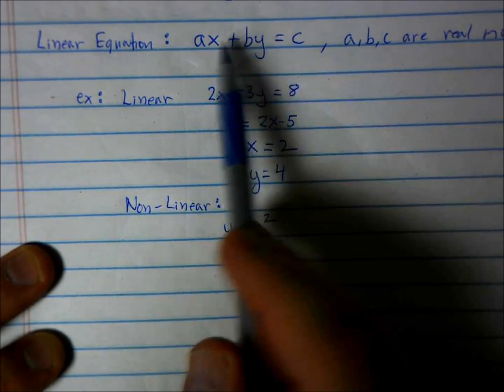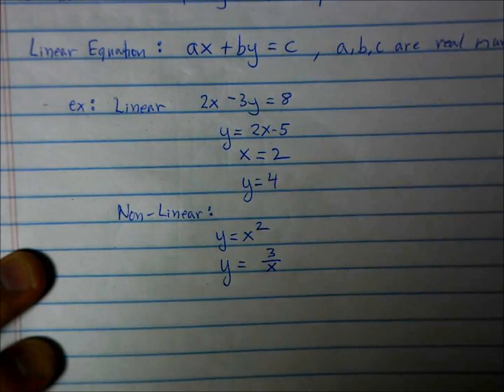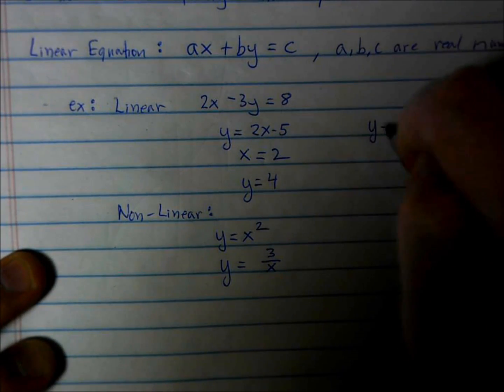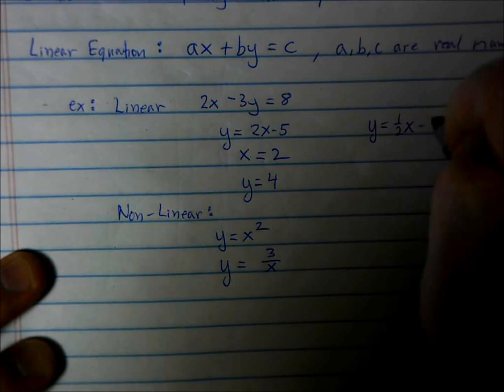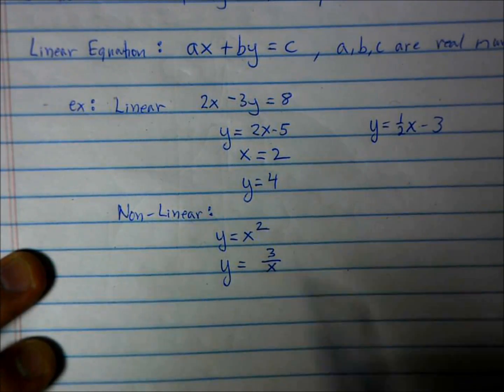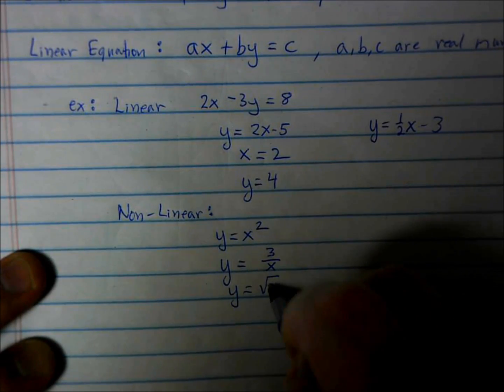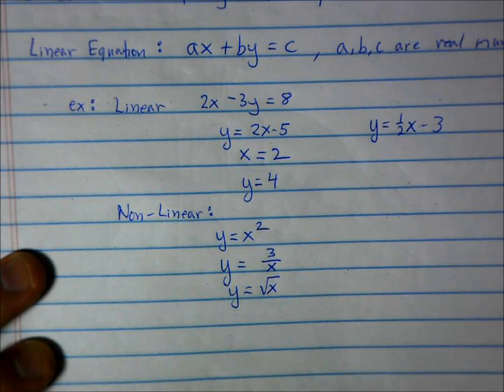We're not allowed to have the x in the bottom. The x is supposed to be up in the top. Now we can have fractions. Don't get me wrong. We could have something like y equals 1/2 x minus 3. That would still be linear because the x is not in the bottom. Alright, one more nonlinear thing. Y equals square root of x. We can't have square roots.